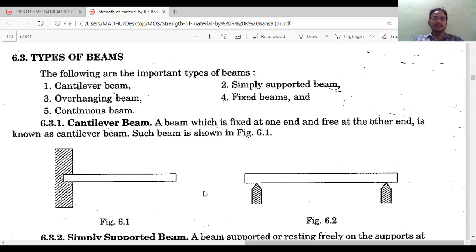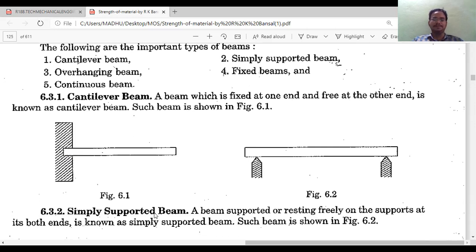Next type: simply supported beam. You might have studied it in engineering mechanics. Simply supported beam: there are two knife edge supports here, and over these two supports we are placing a beam. So this beam will show reactions at A and B.